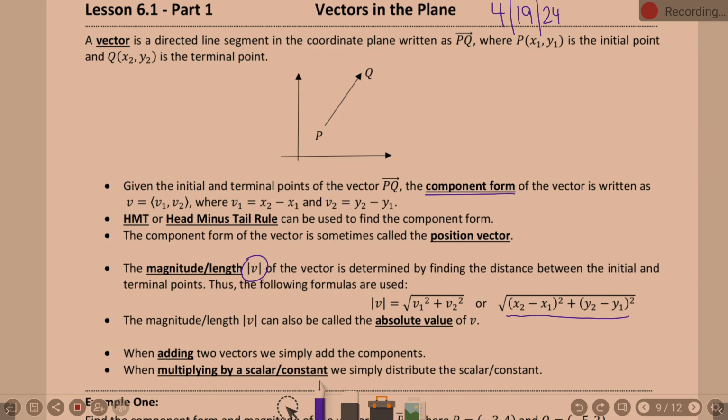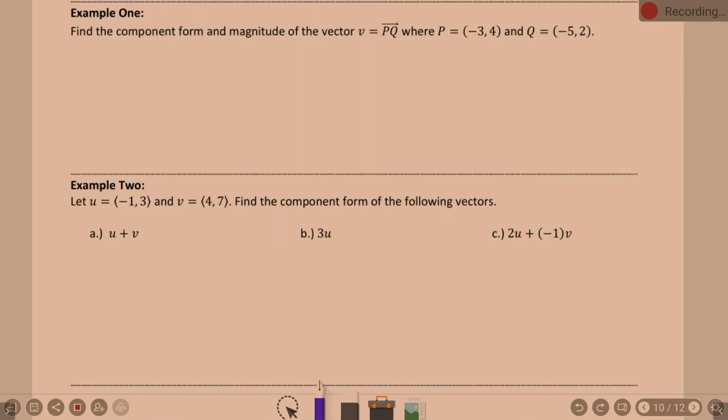Okay? But when you're multiplying a vector by a scalar, or in other words, just a constant, a single number, then basically it's like a distributive property. You take that scalar or constant and multiply it by each component of the vector. Okay? So, a whole bunch of basic information there. Let's work on what some of these questions ask and how we should apply this information.